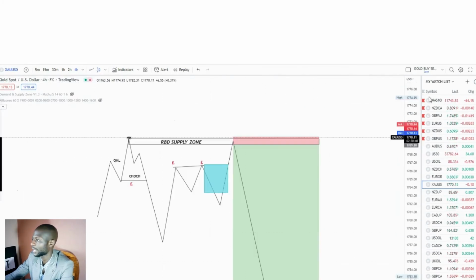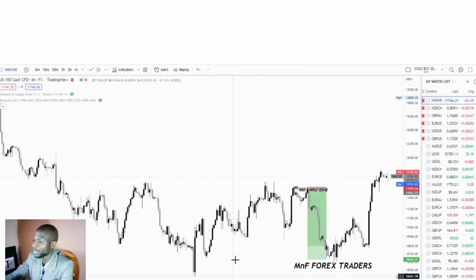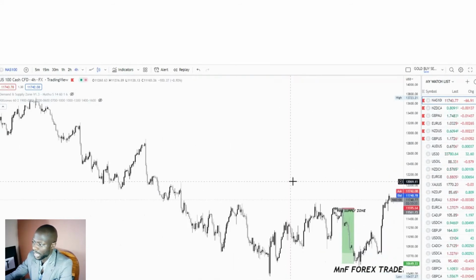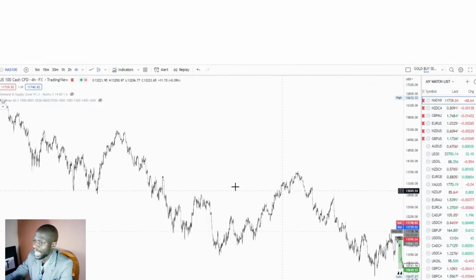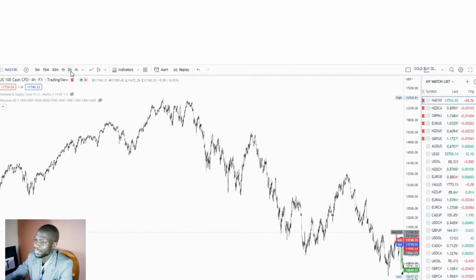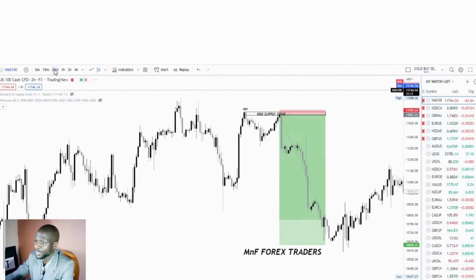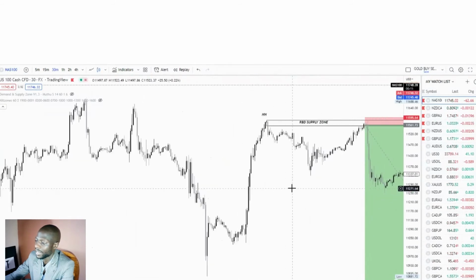Okay, so let's just go back to our list. Our first trade is Nasdaq right here. So let's just check out what happened on Nasdaq. Okay, so you can clearly see that we've been having a downtrend on Nasdaq for some time now. Meaning we're only looking for what? Only looking for selling opportunities. So let's go to the lower time frame so that I show you what I'm saying right now.